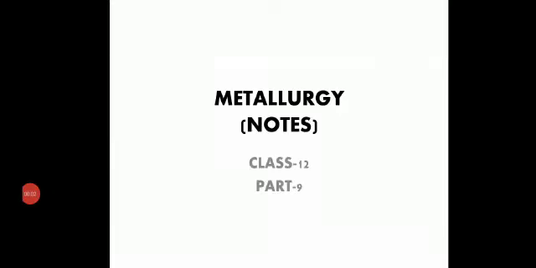Now there are three types of metallurgy. Two I have already discussed with you. The process of converting a metal oxide into its metallic form upon strong heating with a suitable reducing agent is known as pyrometallurgy.